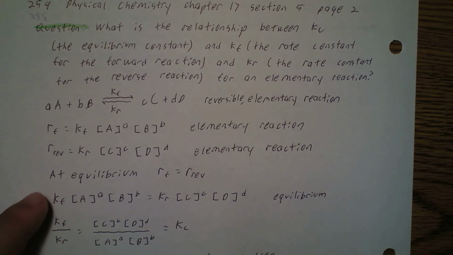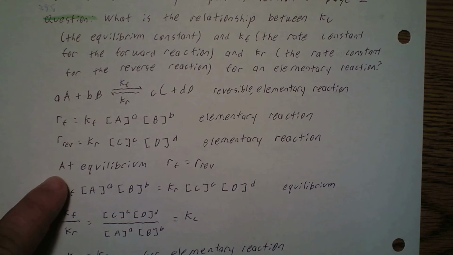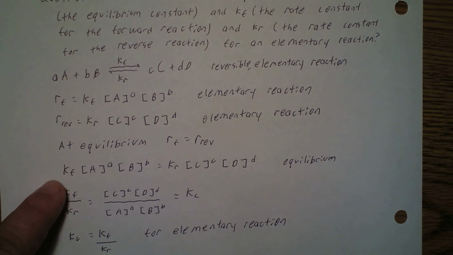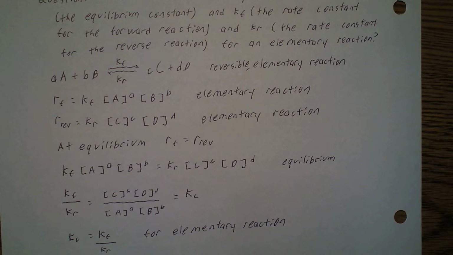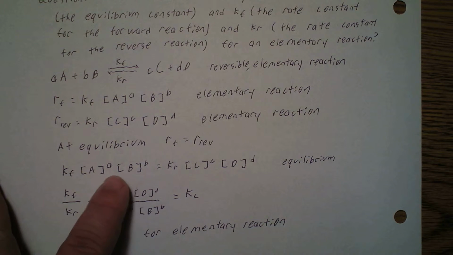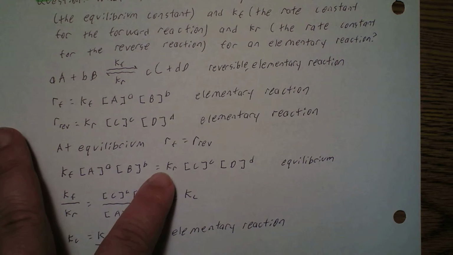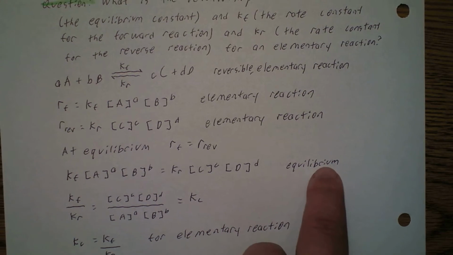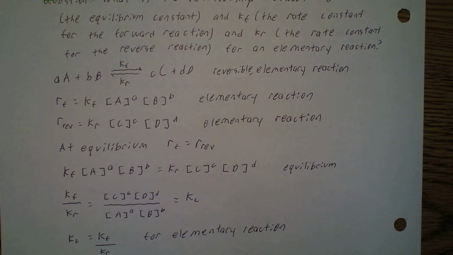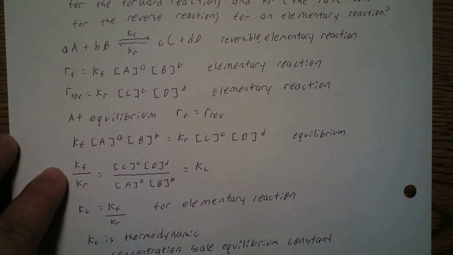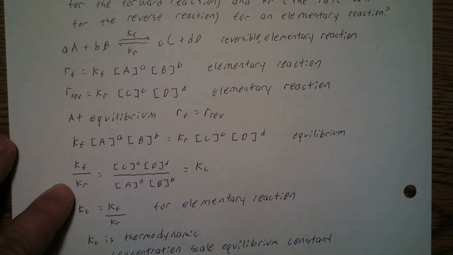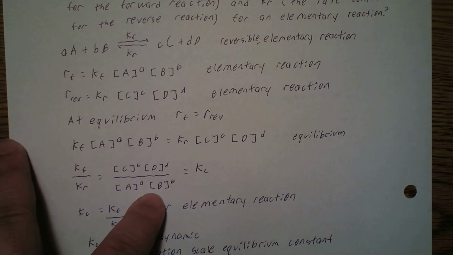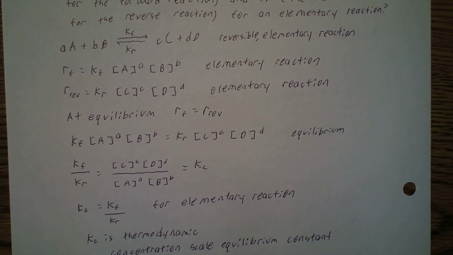So remember, at equilibrium, the rate forward is equal to the rate reverse. So we have Kf times the concentration of A to the a power times the concentration of B to the b power, and that's equal to Kr times the concentration of C to the c power times the concentration of D to the d power at equilibrium, because they're equal. So what we end up with is Kf divided by Kr is going to be equal to C to the c times D to the d divided by A to the a times B to the b. And that's going to be equal to Kc.